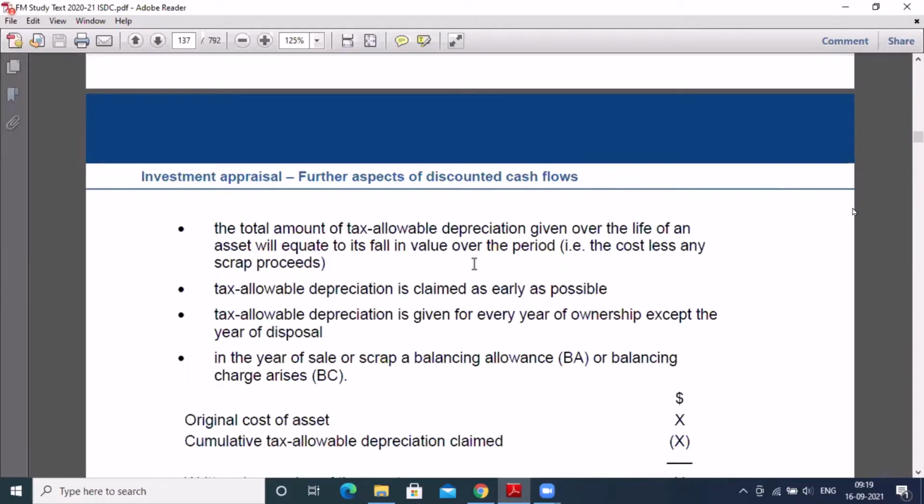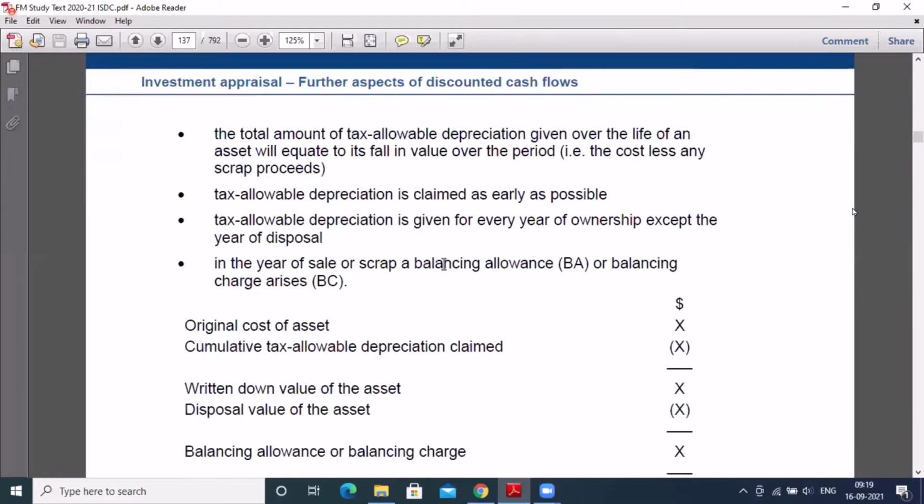In the year of sale or scrap, a balancing allowance or balancing charge will be done. Now here we try to understand what this balancing allowance is. So I want to focus on my example. Balancing allowance is nothing but whatever amount is left on the day of disposal. For example, an asset was purchased in 2015.